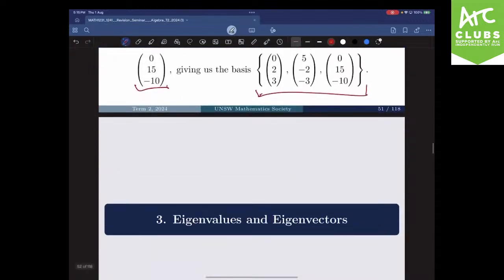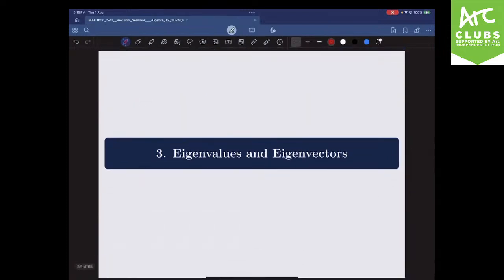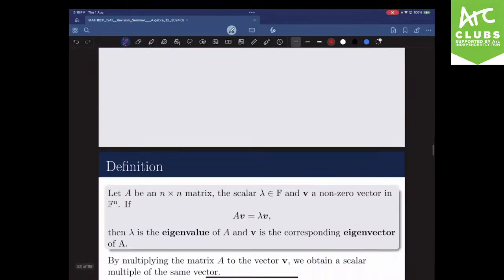All right, and I'm pretty sure that's the last question. So, okay, eigenvalues and eigenvectors. I'm not gonna lie, I'm kind of cooked.